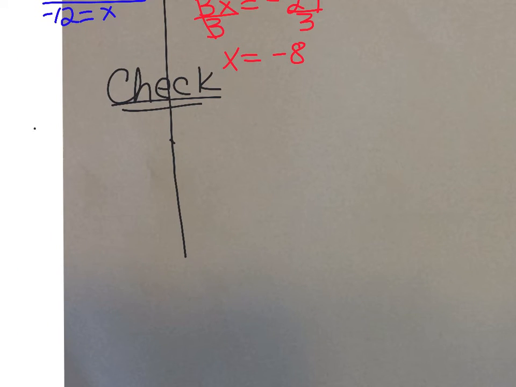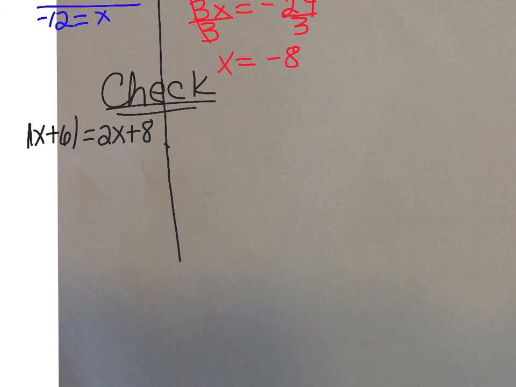Absolute value of x plus 6 equals 2x plus 18. Sorry, 18. Okay, write it down on both sides. The absolute value of x plus 6 equals 2x plus 18.